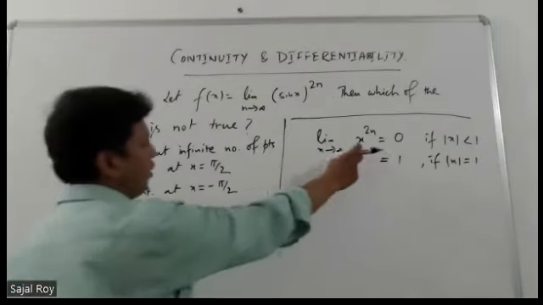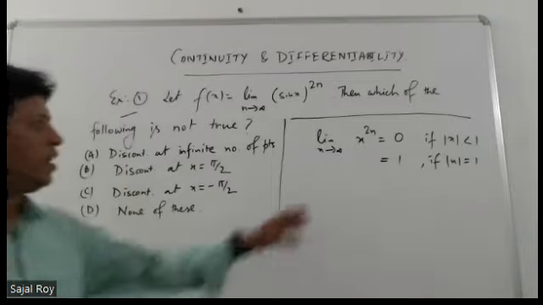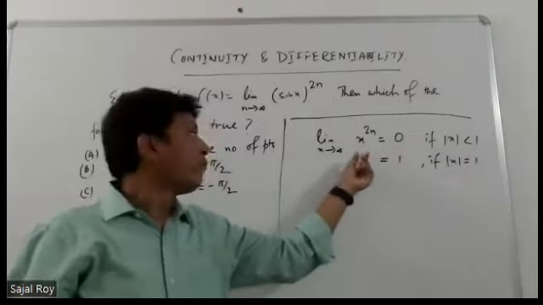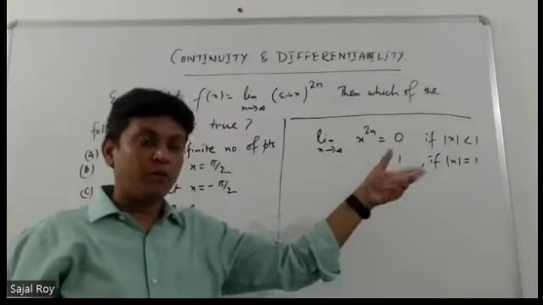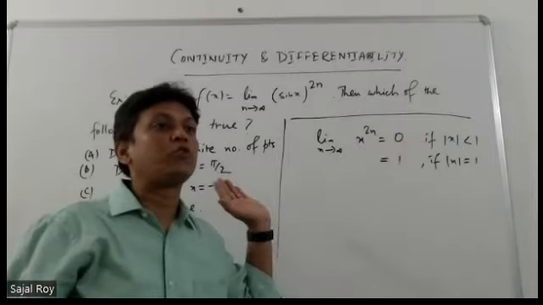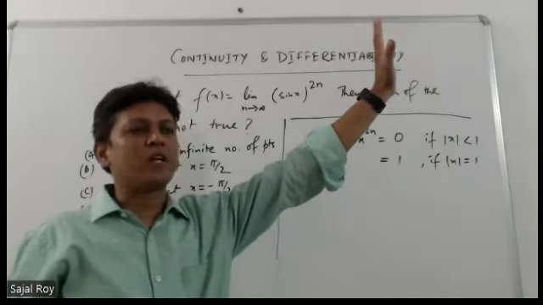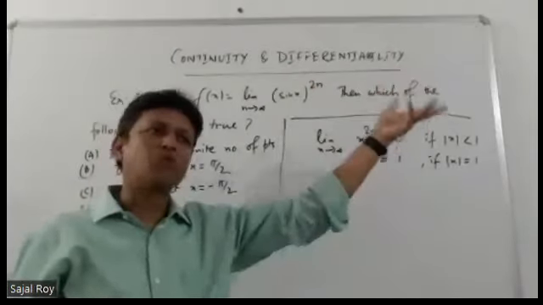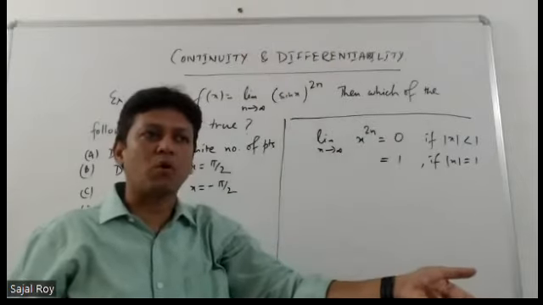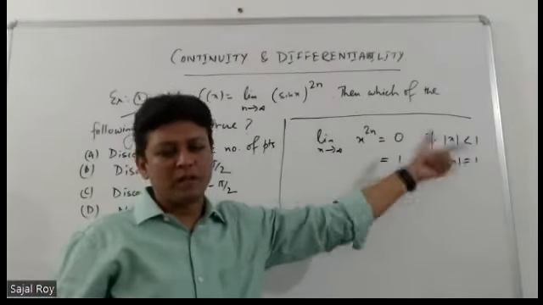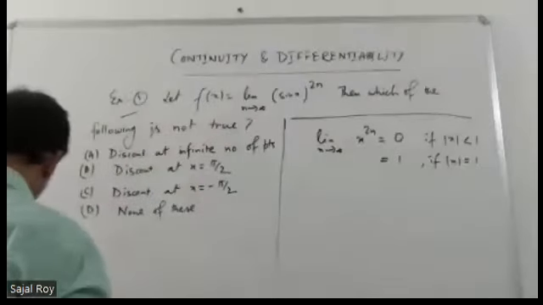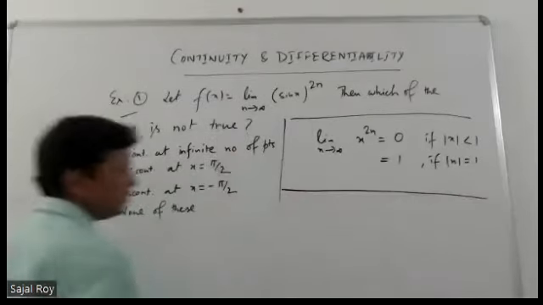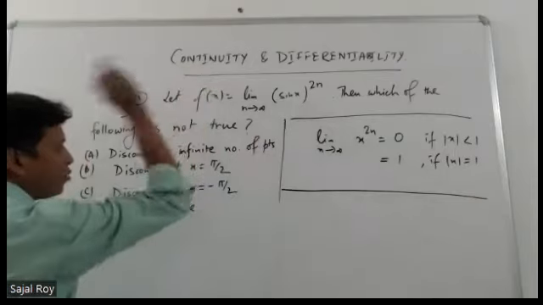So I will use this theory. The limit n goes to infinity of x to the power 2n equals 0 if mod x is less than 1. If x is a small value between -1 and 1, suppose half, and the power is increasing to 1000, 10,000, 1 lakh, the value goes to 0. Half to the power 1000 is much closer to 0. And it is 1 if mod x is 1. So this is the theory, the additional part needed to solve this problem.